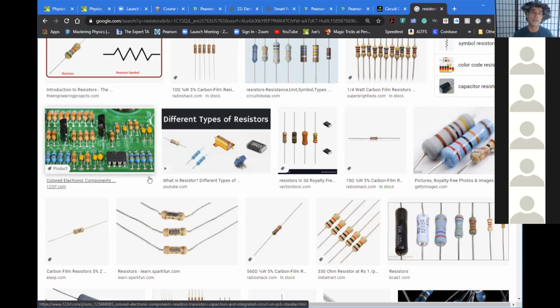If you want more current, you have less resistance. If you want less current, you want more resistance. So you can control how much current there is in different parts of a circuit by controlling the resistance of that particular part. And then the switch on that circuit just turns it on and off.